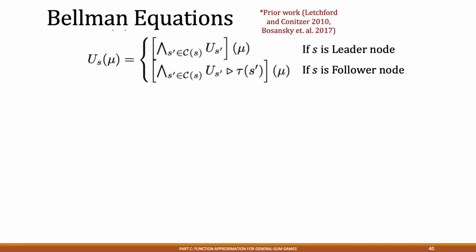So what can we do with this? We can write down Bellman equations. For those of you who are not familiar with this, Bellman equations basically tell us that if I have a value of a particular state, I can represent it in terms of the value of the children's states. And over here, I have the same thing. If I have the EPF of a particular state, can I represent it by the EPF of its children's states?